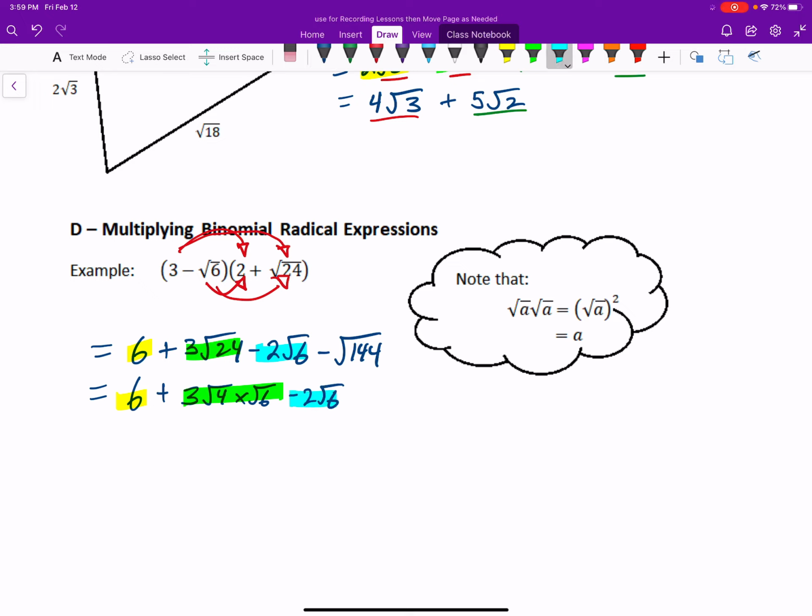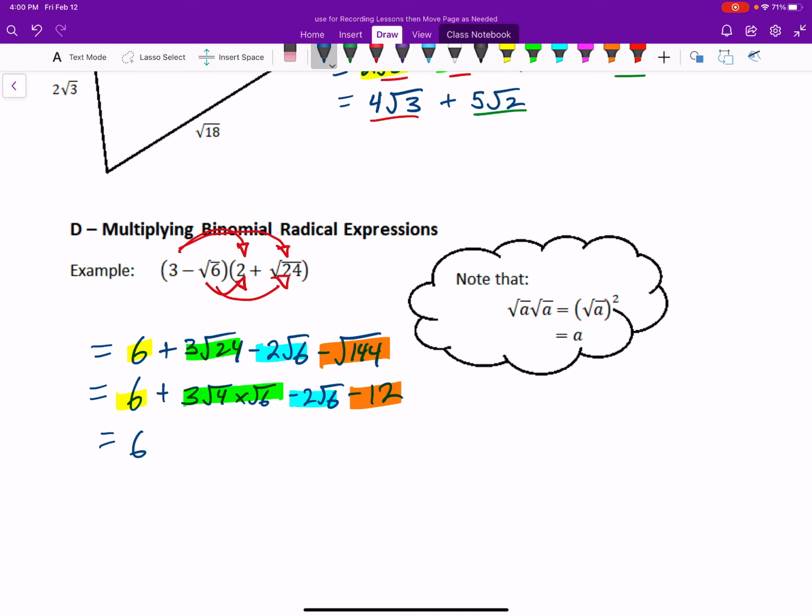And the 144 is actually a perfect square, right? It turns out that by multiplying 6 times 24, neither of which are perfect squares to begin with, I ended up with a perfect square, and so when I take the square root of 144, I get 12. And hopefully the highlighting is not throwing you off. It's just trying to show where things come from. I'm still going to look for like terms.